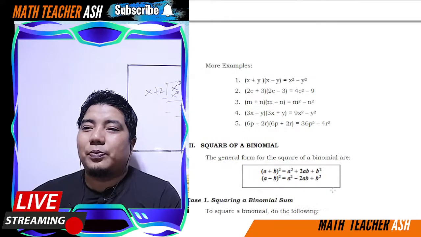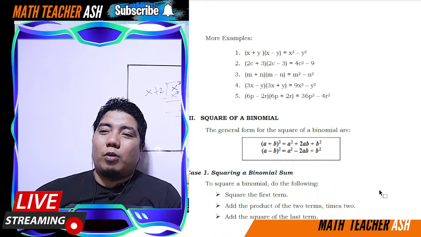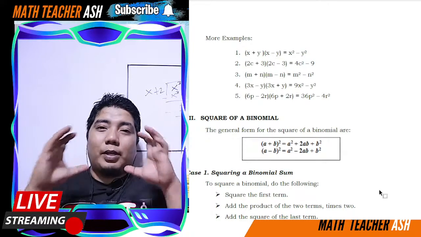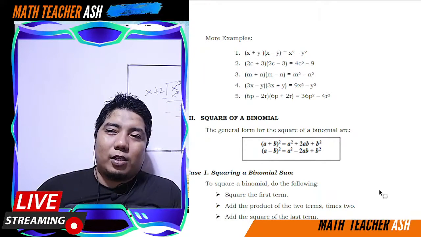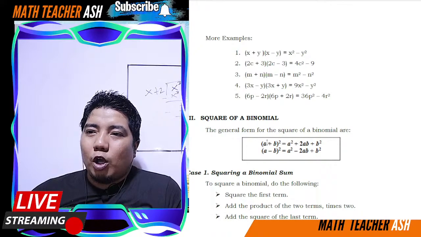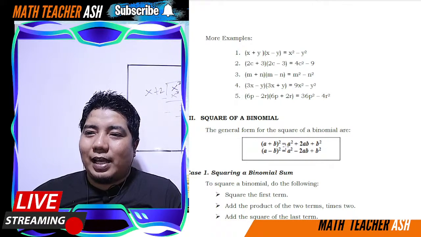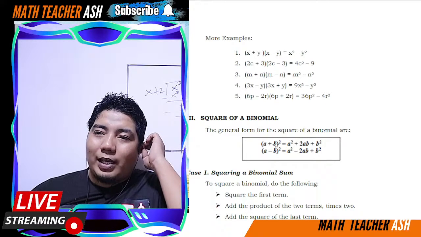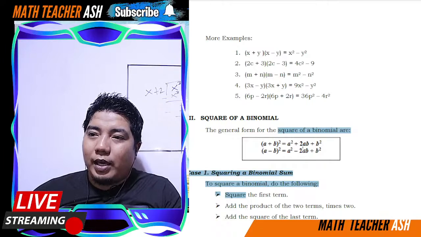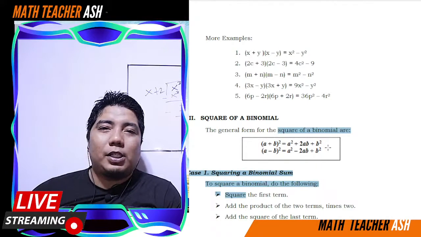So same goes. Now, we have here the square of a binomial. Okay, so what do you mean by square of a binomial? It is a binomial, two terms, then you get the square. So if it is plus, you square the first, you square the last, and then you get twice the product of A and B. This is the one. Okay? A squared plus 2AB plus B squared.